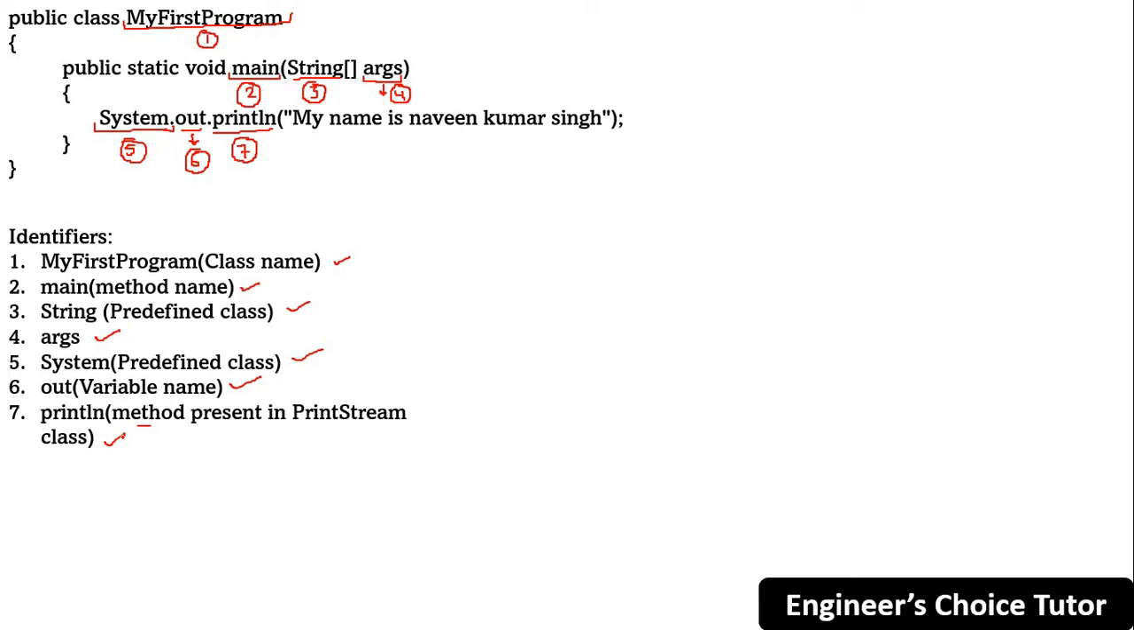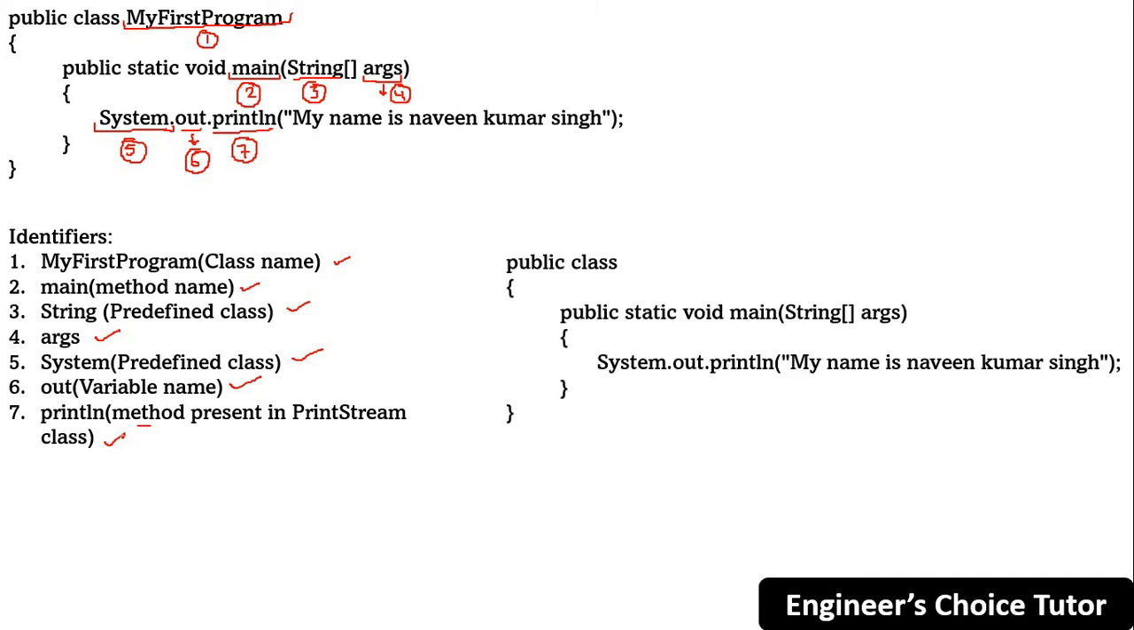Suppose we define any basic programming element without a name, then what will happen? For example, I have taken this class, but see what is missing? The class name itself is missing. The class name is not present here. So if we define any basic programming element without a name, then the compiler will throw a compile time error.